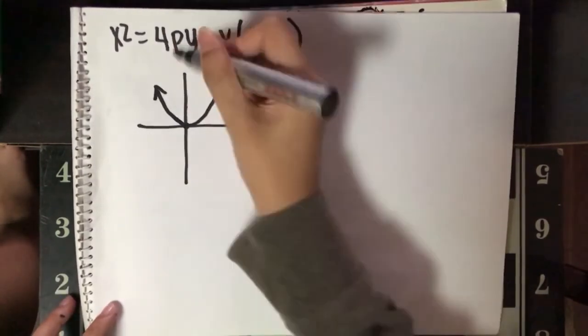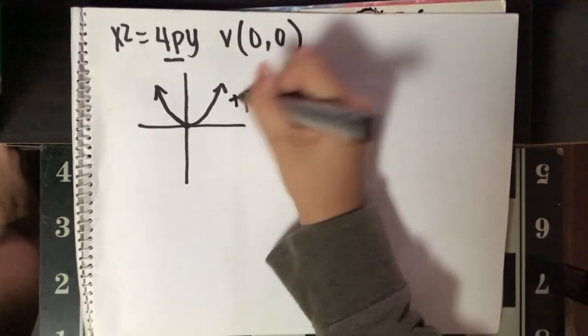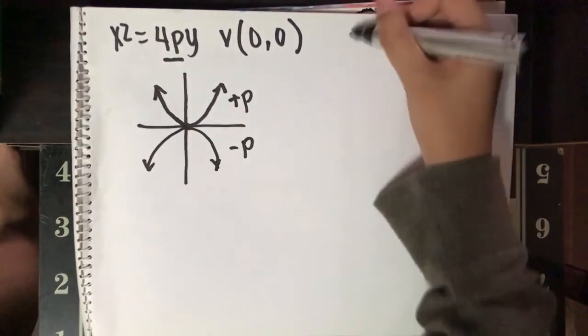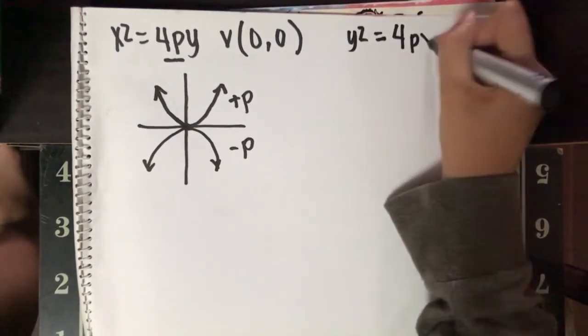If we have the equation x squared equals 4py with the vertex at the origin, the parabola will open upward because p is positive. Keep in mind that if p is positive, the parabola opens upward. So if p is negative, it will open downward.